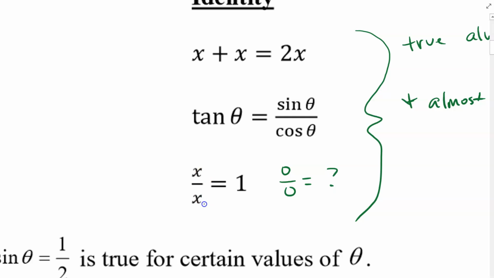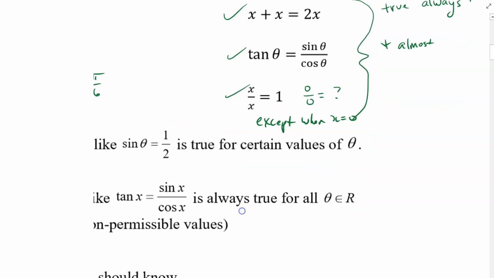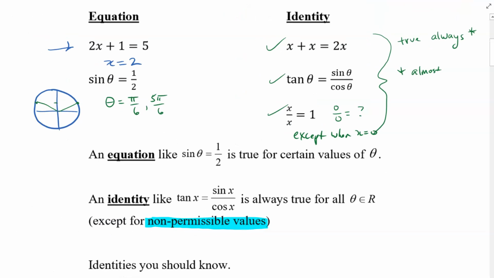So x over x = 1 is an identity, except it's not true when x is equal to 0. So we could say except when x equals 0. These are all identities. These are always true, and sometimes there are exceptions. What we call those exceptions are these non-permissible values. So an equation is true for certain values, and we can solve it by finding those certain values. An identity is always true except for non-permissible values.